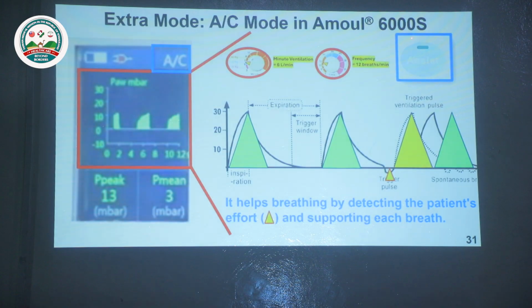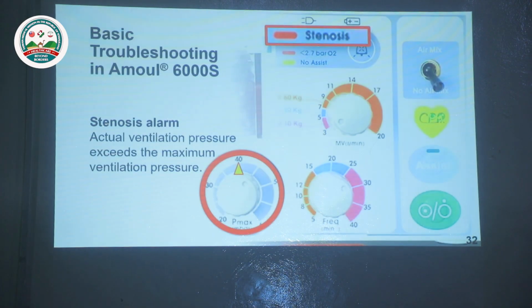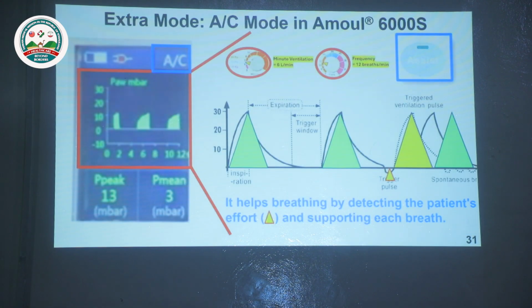When we would like to turn on this mode, we need to press this button, assist. This button is over here. When we press it, we can see the screen show assisted control. Okay, it changes from IPPV to assisted control. And most things in assist control are similar to IPPV.